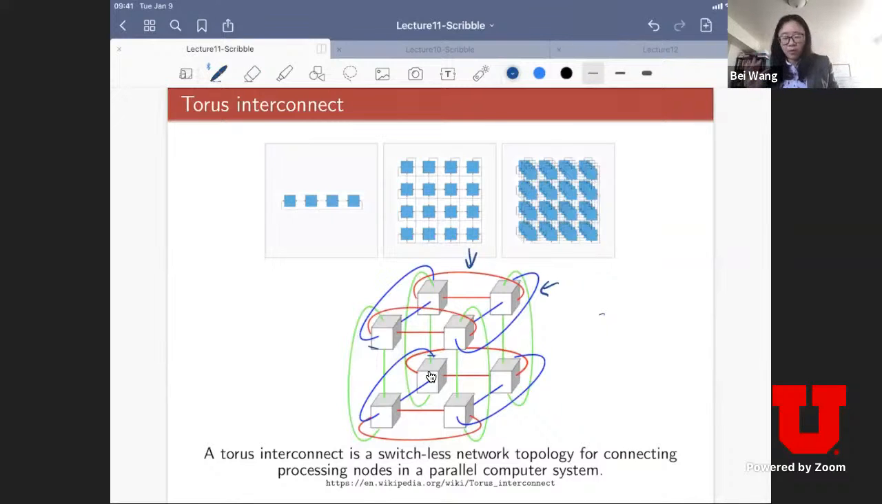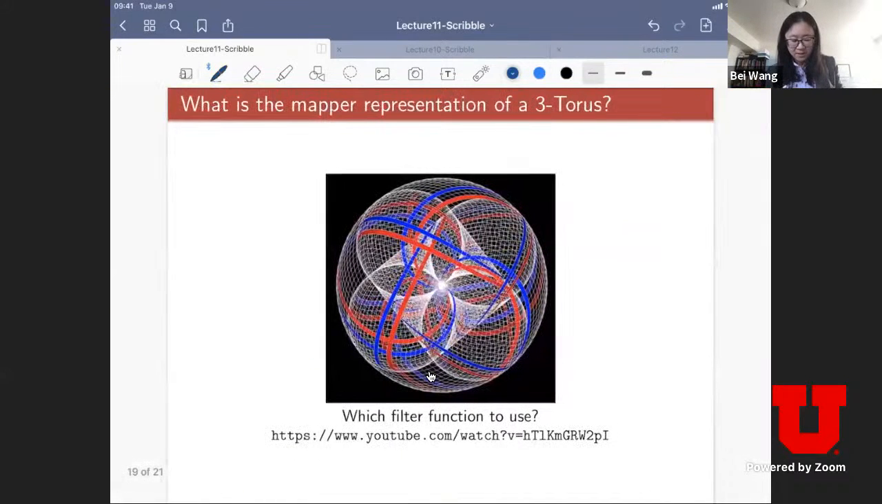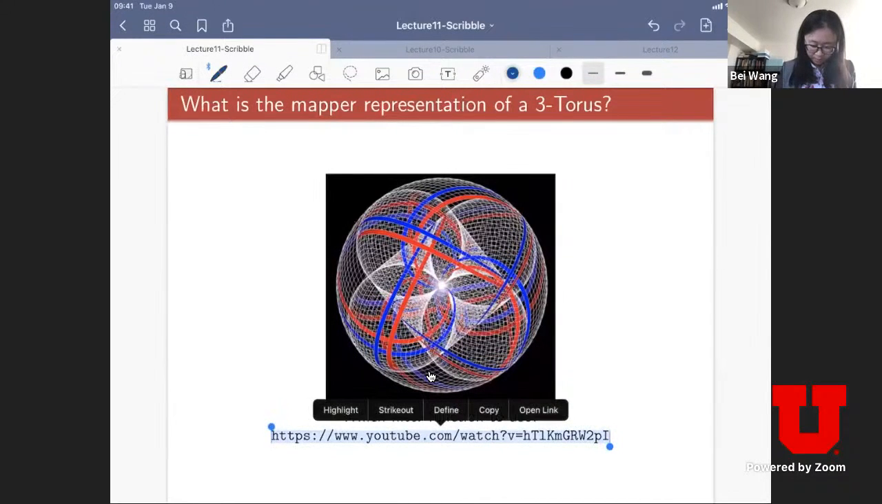So then the rest of it is purely out of curiosity: how do you actually study a mapper representation of a three torus, and which filter function do you use? So I would really like to play this.